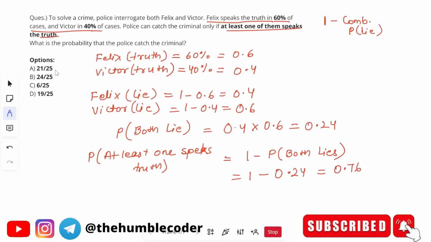Now we do not have the options in decimals, so we will convert this to fractions. So 76 by 100. Now we will cut it off, and then the final will be 19 by 25. So the correct answer is 19 by 25, which is option D for this question. Hope you have understood it. If you have any doubts, you can ask me in the comment section.